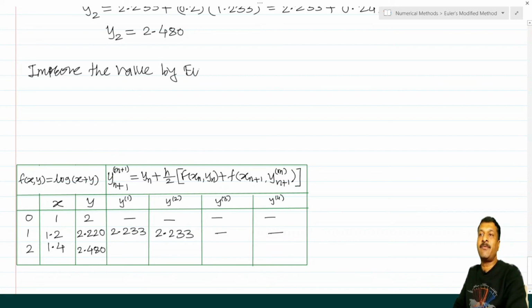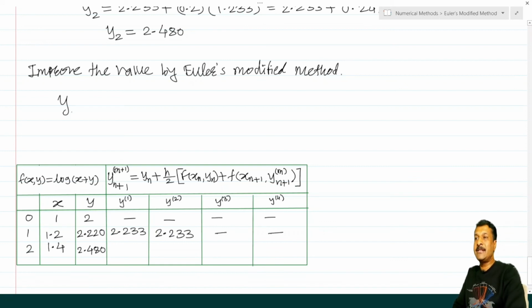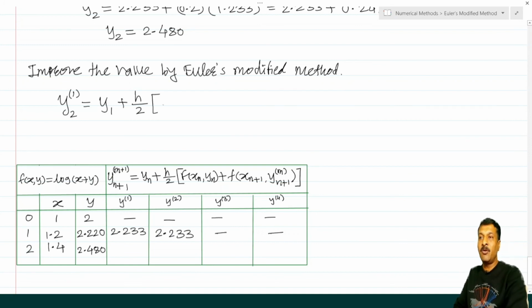By Euler's modified method, what is that formula? Very easy. The next position is equal to the last value, y1, plus the average value with h, that is h into 1 by 2 of f of x1 y1 plus f of x2 y2, but with the recent value of y, the 0th position, from Euler's formula. So we have this value, we have h, we have y1.